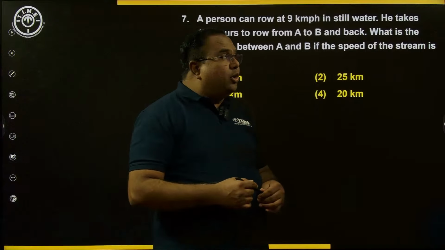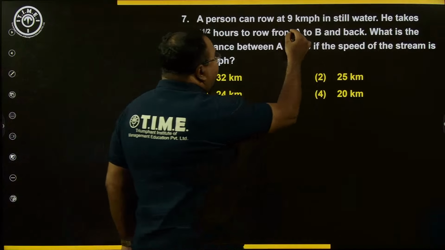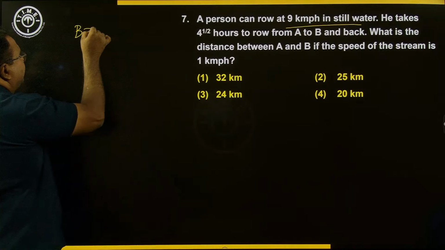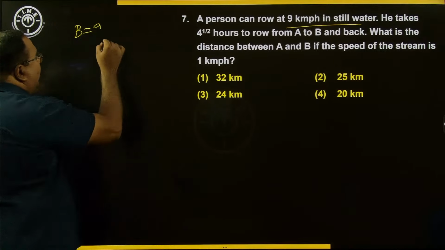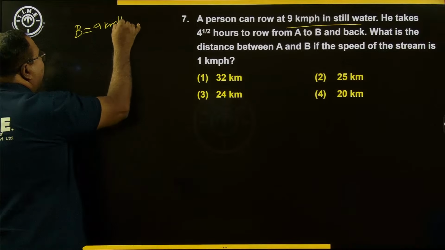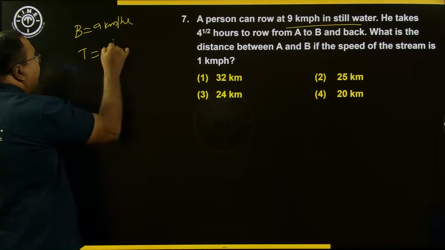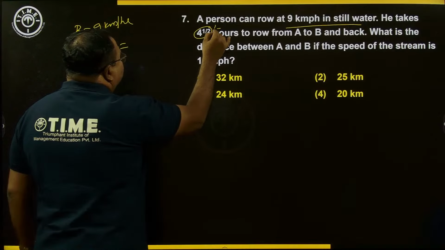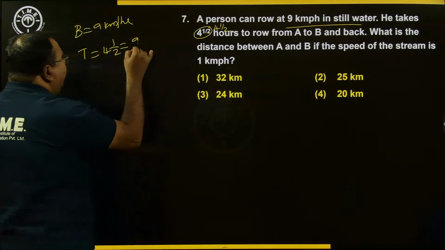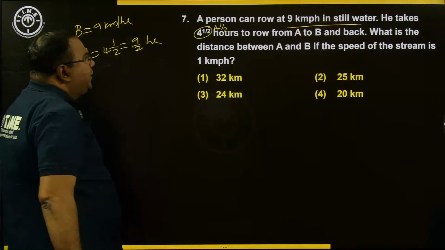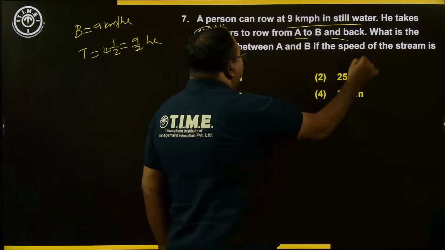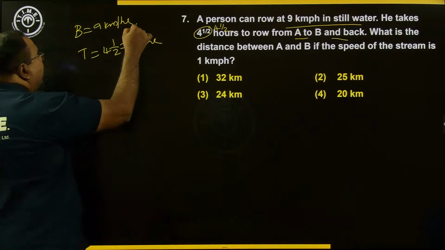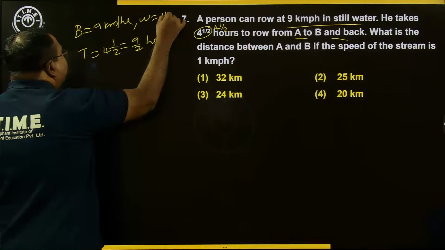A person can row at 9 kilometers per hour in still water. So B is equal to 9. He takes 4.5 hours. That is 9 by 2 hours. It's not 4 power 1 by 2, it is 4.5. 4.5 hours, that is 9 by 2 hours, to move from A to B and back. What is the distance between A and B? And speed of the stream is given as 1 kilometer per hour. W is equal to 1 kilometer per hour.